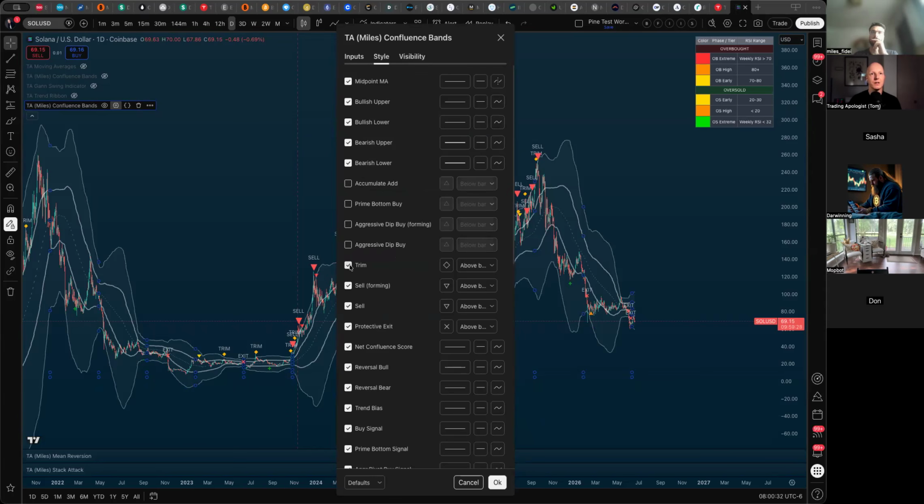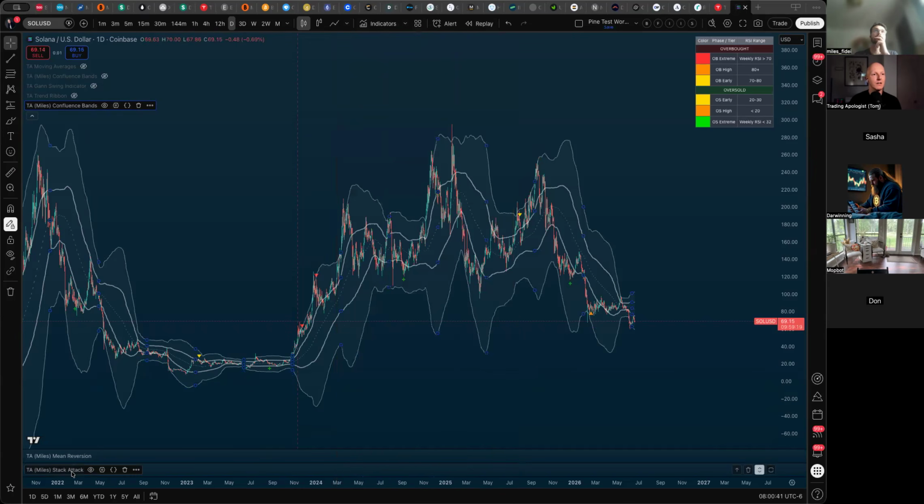Actually, there's a trigger you can do this, but you can control these all individually for the buys and sells here. And oh, I still have Stack Attack RSI on, sorry. There we go. Now we're cleaned up.